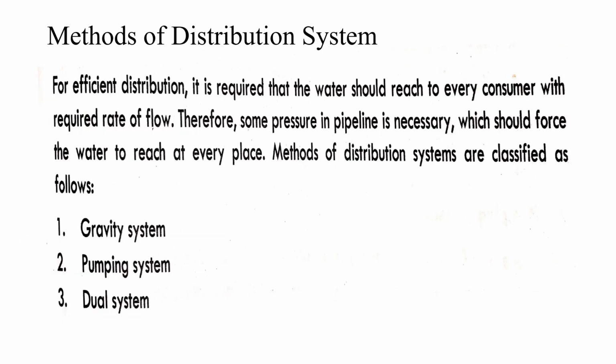In distribution there are three types of system: gravity, pumping, and dual system. Gravity usually follows the rule of gravity. Pumping is where pumps are required. Dual system is where both types of systems are required. Further we will discuss the videos and figures, but this distribution system is required to reach each and every consumer of every town, every city, and every place.